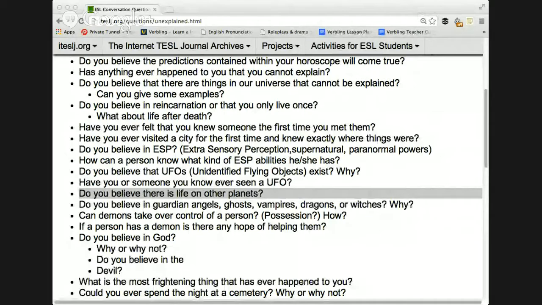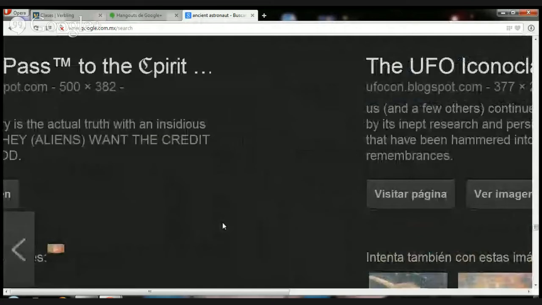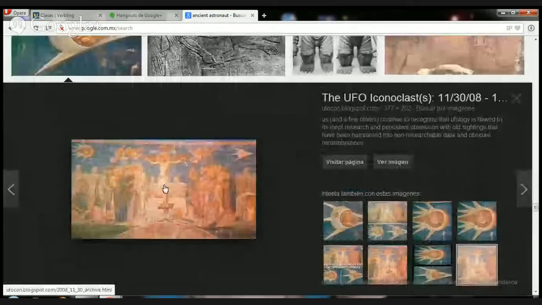Okay. What do you think about this picture? Every time I zoom my screen, the picture gets blurry. You can see here, I don't know if you can see it, the UFO. Yeah, this one was painted in the medieval age. You can see the crucifixion, and then on one side you can see something flying.